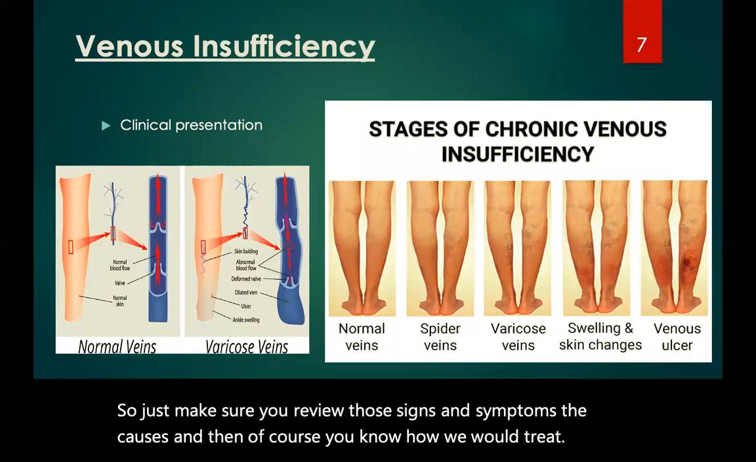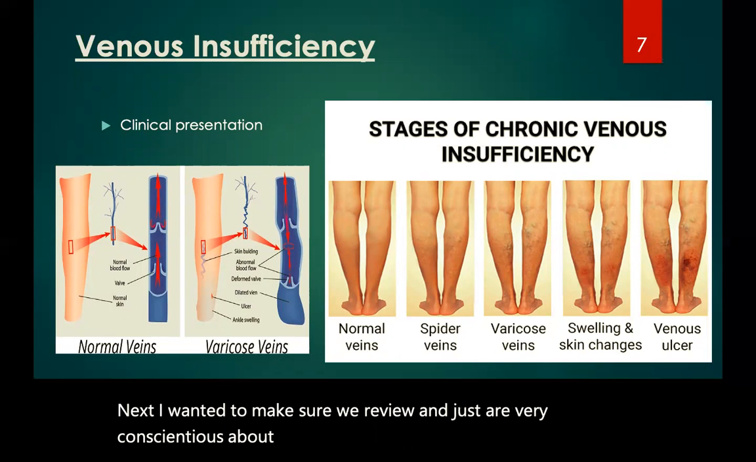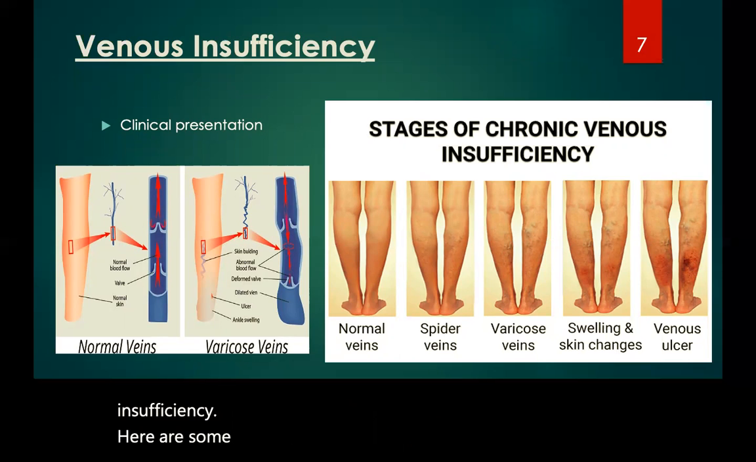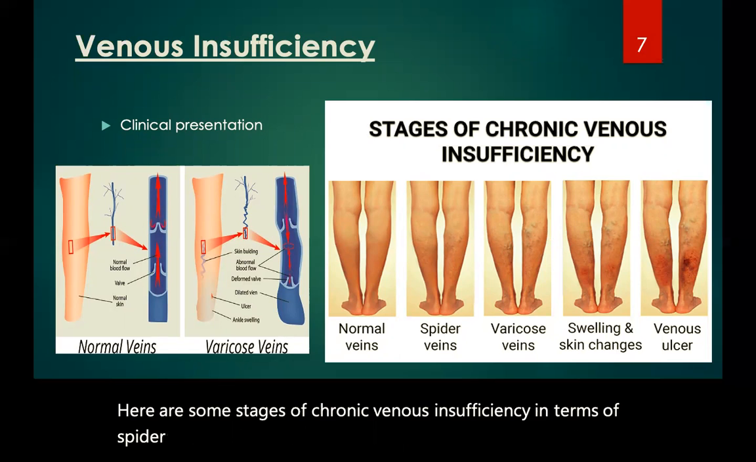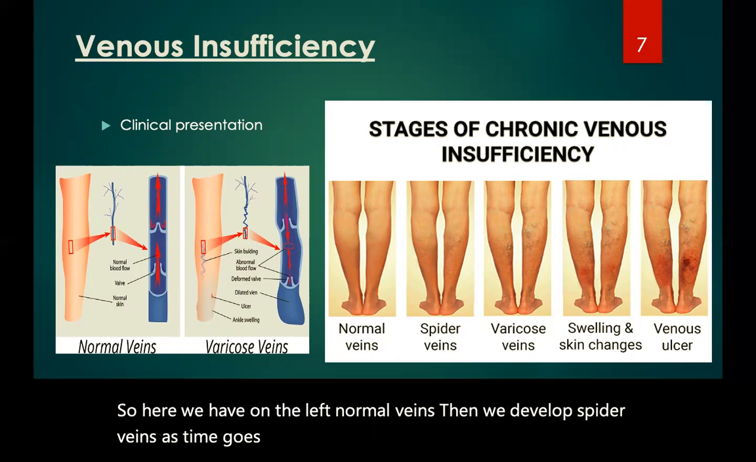Next, I wanted to make sure we review and are very conscientious about being able to describe the clinical presentation of venous insufficiency. Here are some stages of chronic venous insufficiency. On the left we have normal veins, then we develop spider veins as time goes on. Then we develop varicose veins. As you can see, they're protruding.